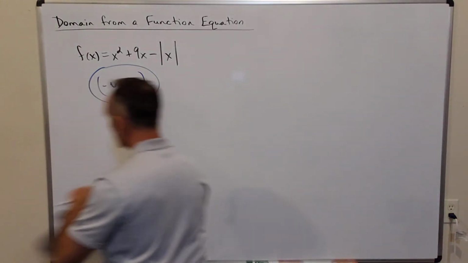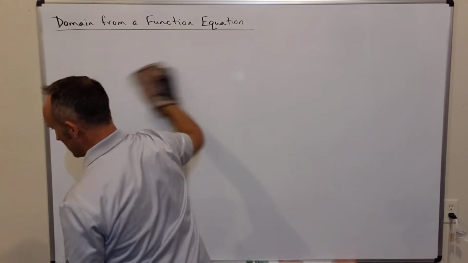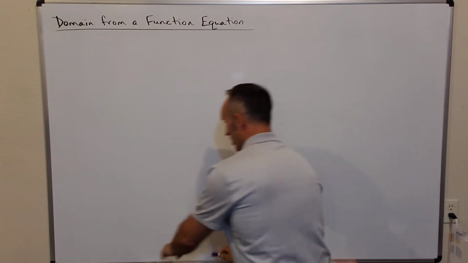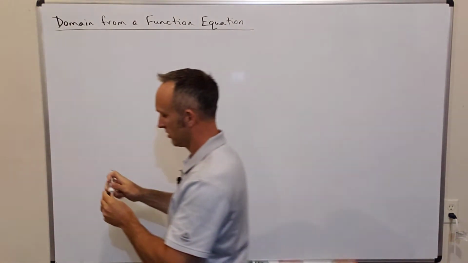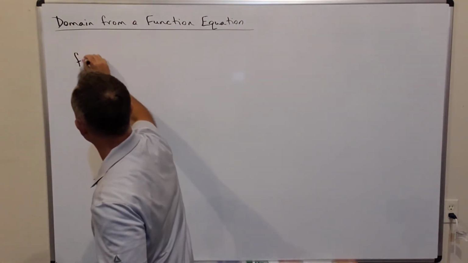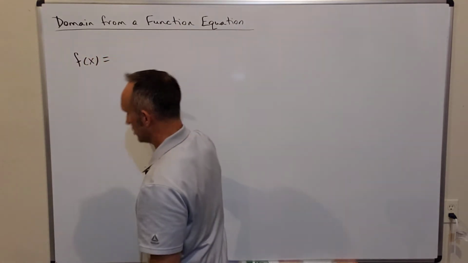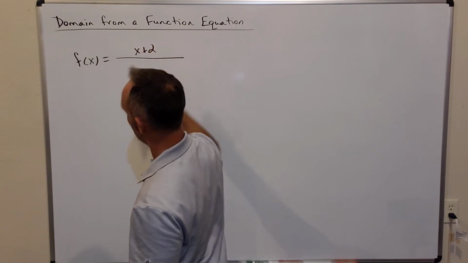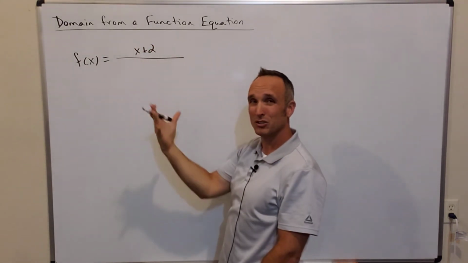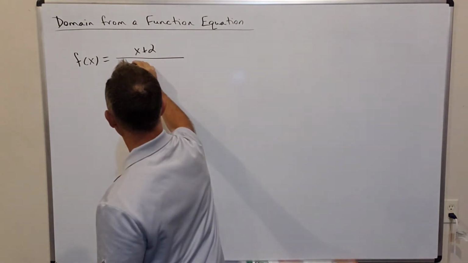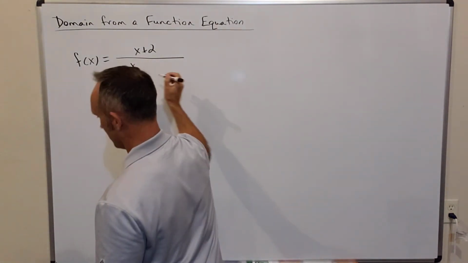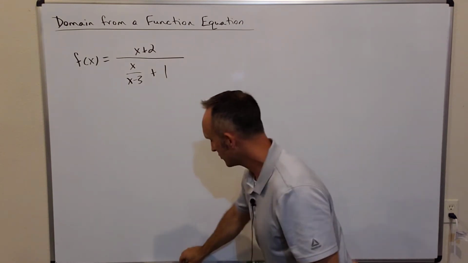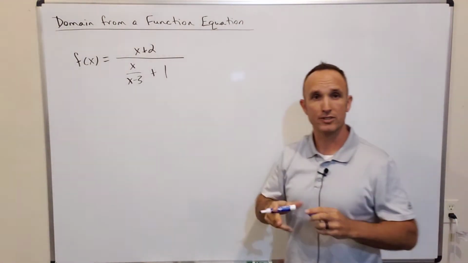All right, let's try a more advanced example now. You'll likely see this later on in a college algebra course. So let's kind of work at it now. Let's look at the function. It's a fraction. The numerator is x plus 2, and the denominator itself also has a fraction: x over x minus 3 plus 1. That's our denominator. So we have to identify the critical areas first.